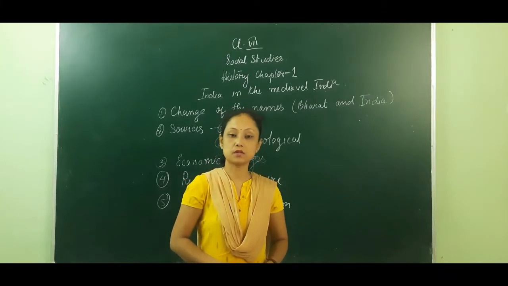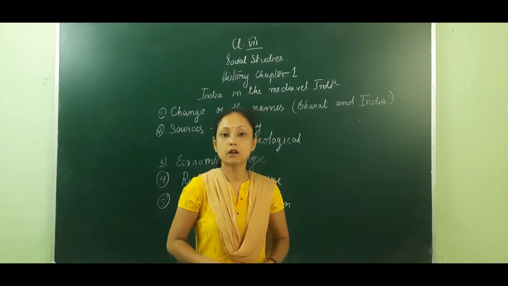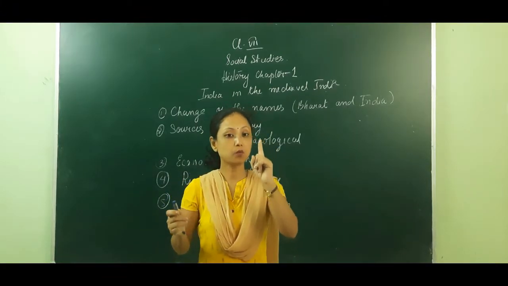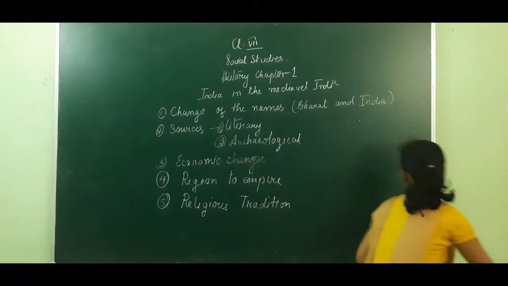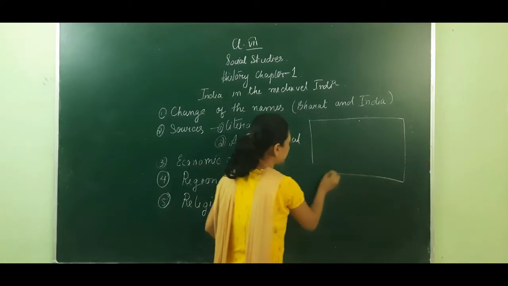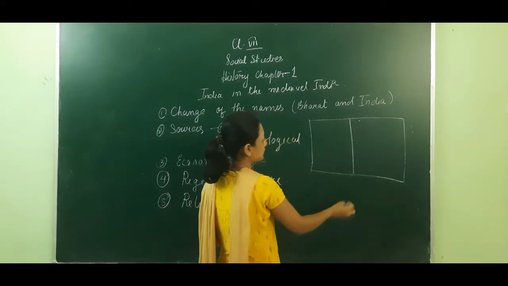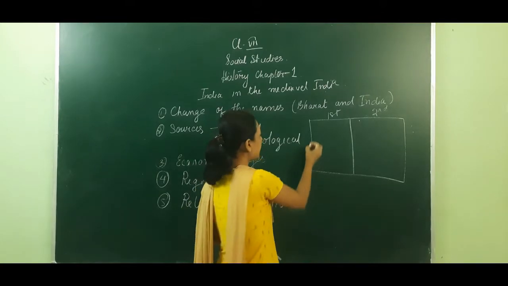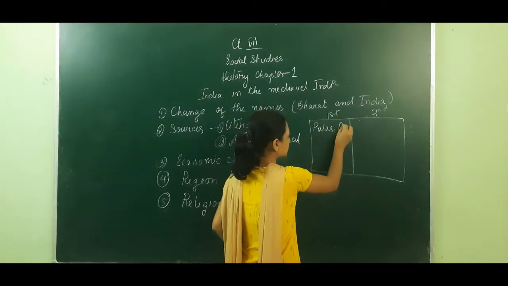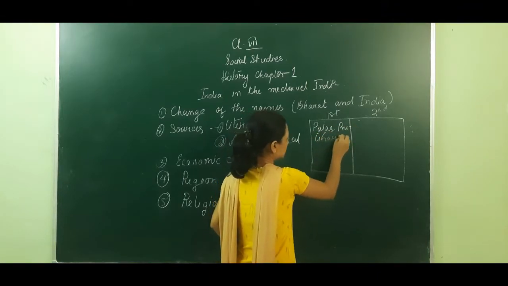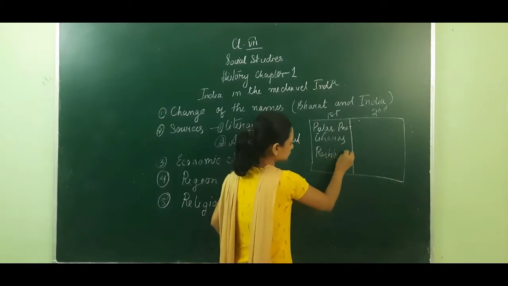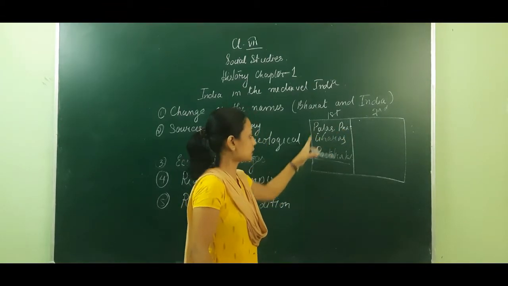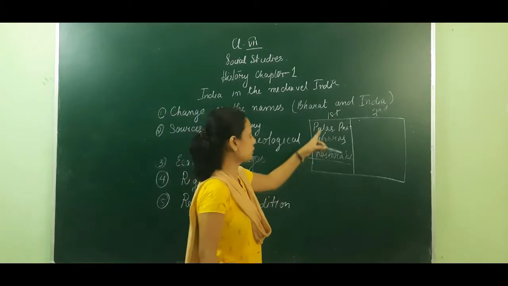Now, this medieval period was also divided into two types. Medieval India is divided into two parts. The first part was ruled by the Palas, Pratiharas and Rashtrakutas. These different kings of different dynasties ruled in the first part of the medieval period.